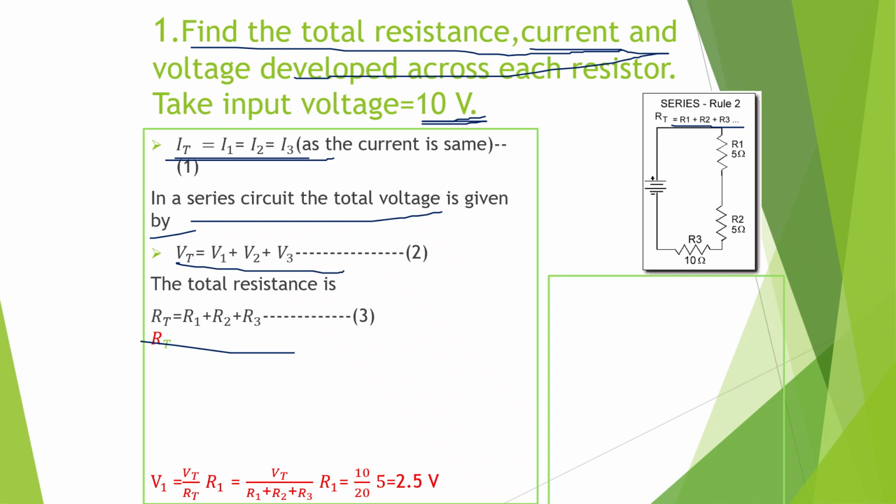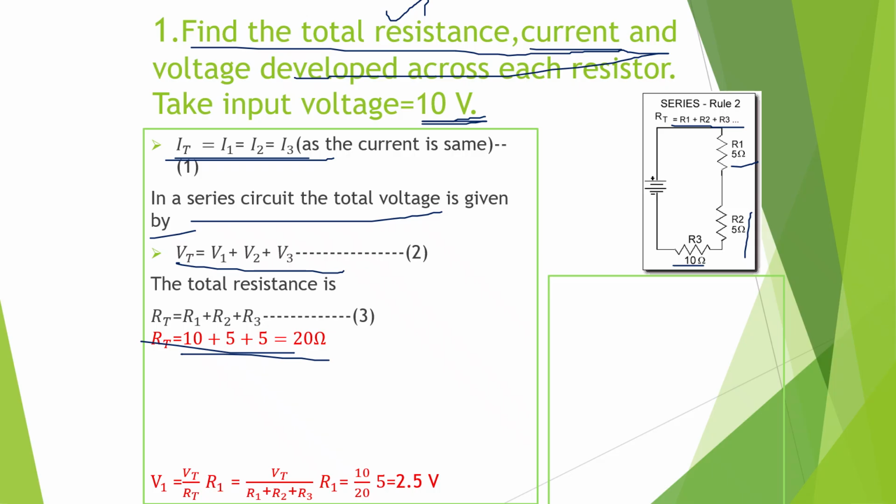So first let us find out the total resistance. The total resistance is R1 plus R2 plus R3, which is 10 plus 5 plus 5. So 10 is given over here, 5 plus 5. So it is 20 ohms. So this is my total resistance. Now the first one is over. In order to find the total resistance, it is R1 plus R2 plus R3. Just add the resistors.